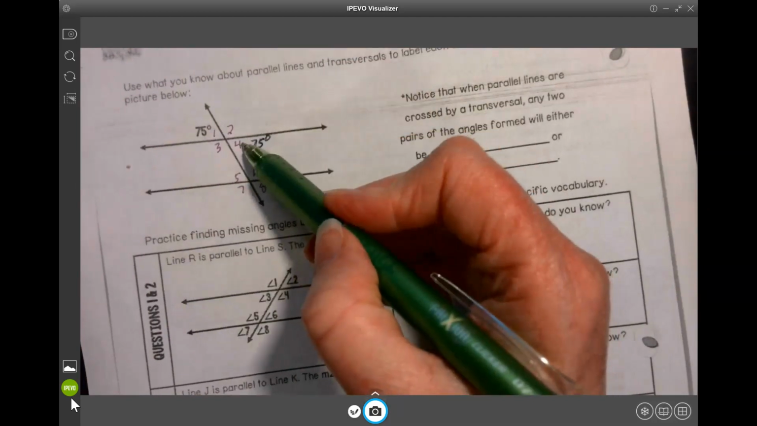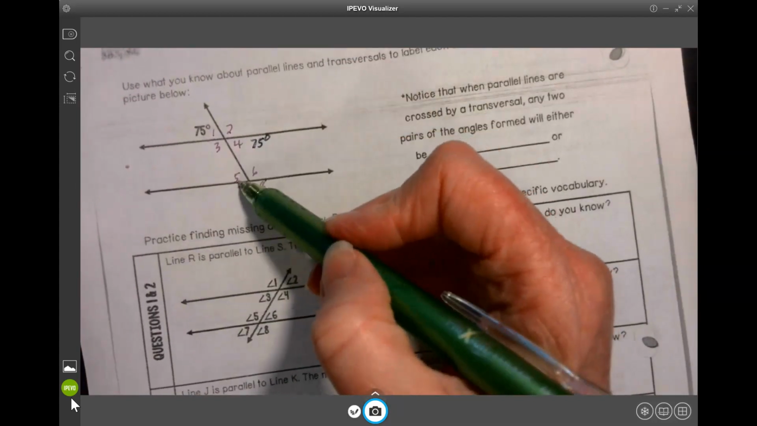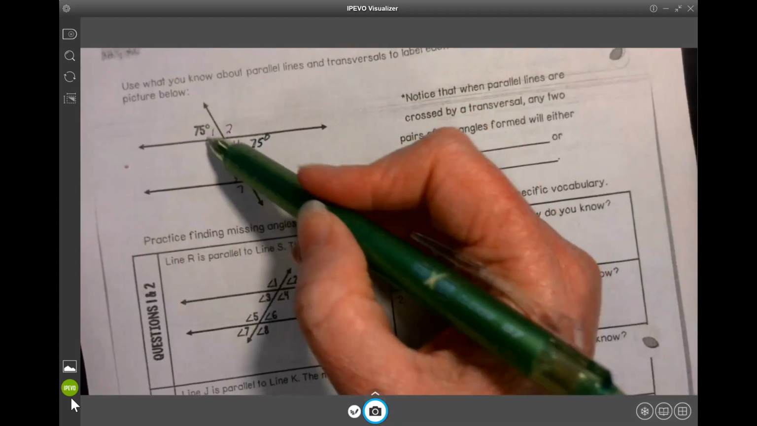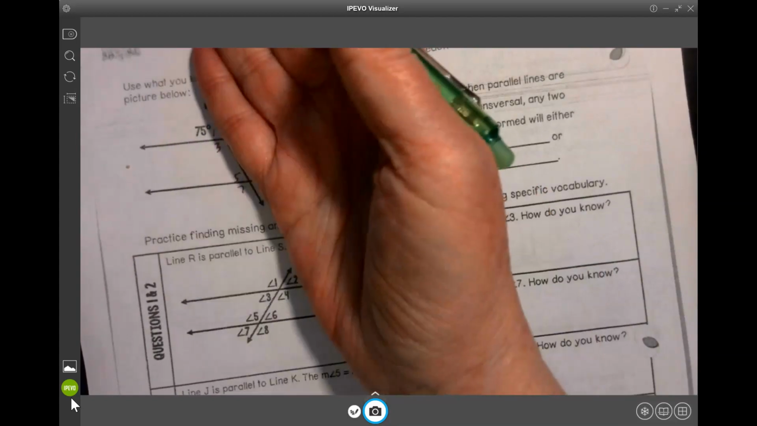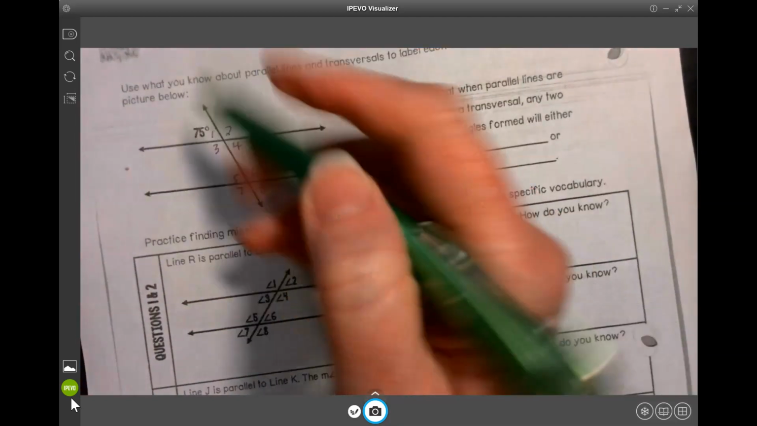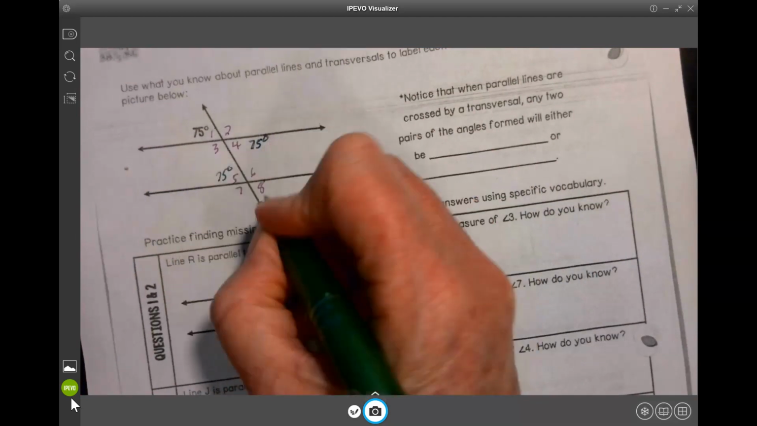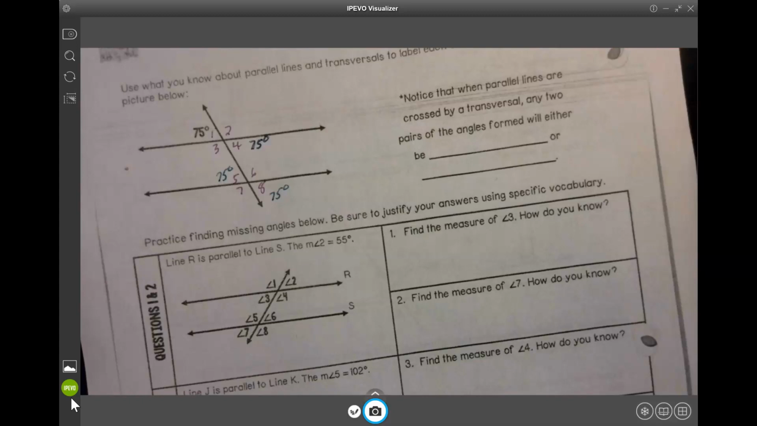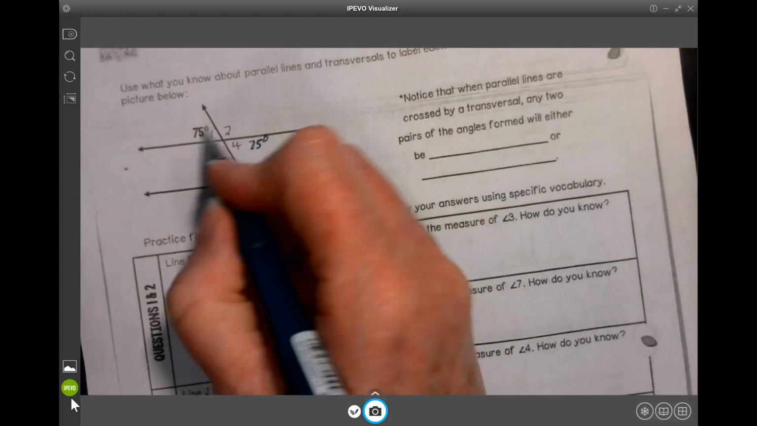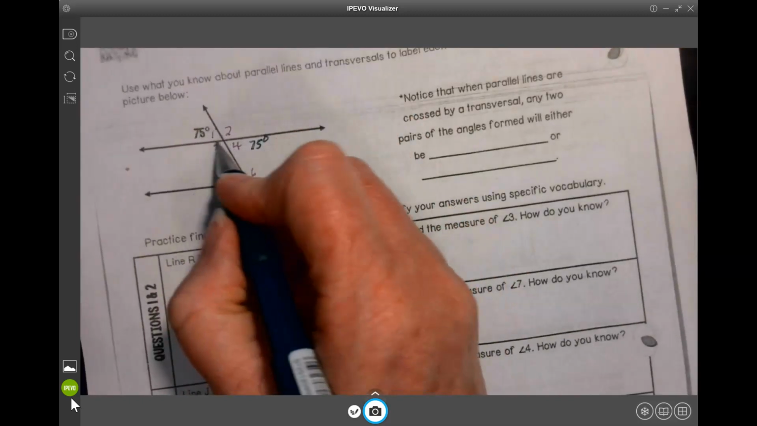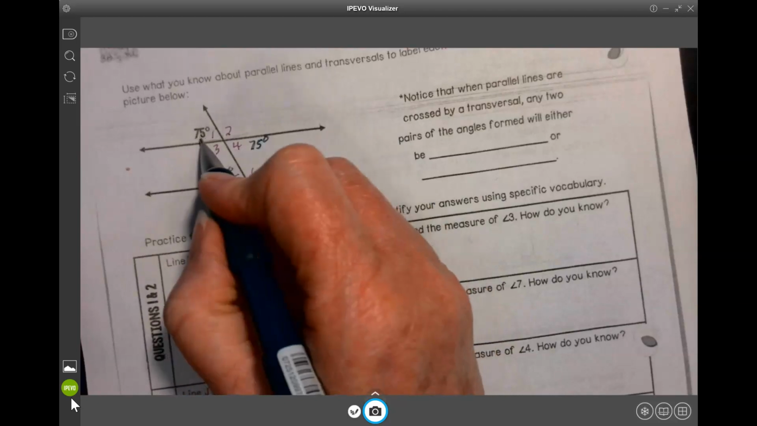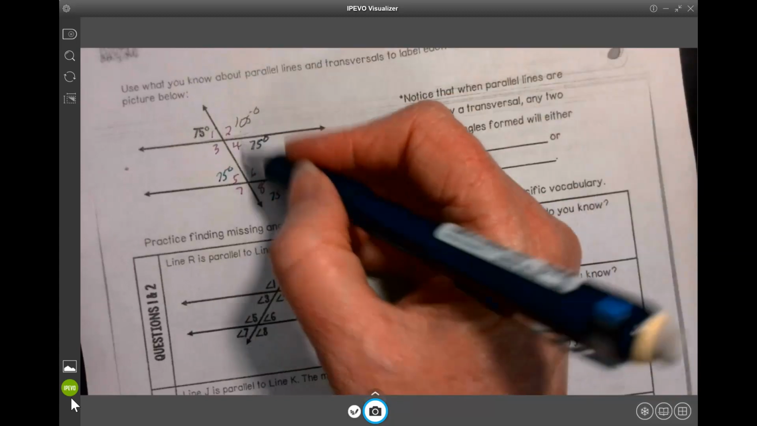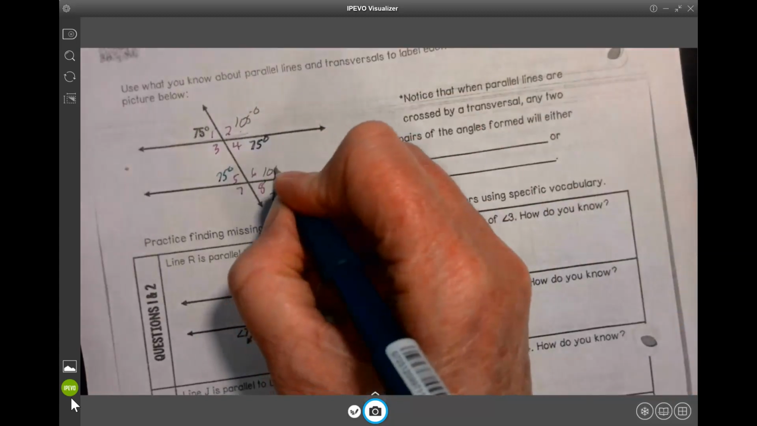Well, there's an interior, and here is an interior. Or I can go, these are corresponding. Angle 1 and angle 5, they're on the same side of the transversal, and they're in the same position. Those are all 75. Now, if I go to angle 2, it has to be supplementary to this one because it's on a straight angle. So if that's 75, this is 105. That corresponds to angle 6, so that's 105.